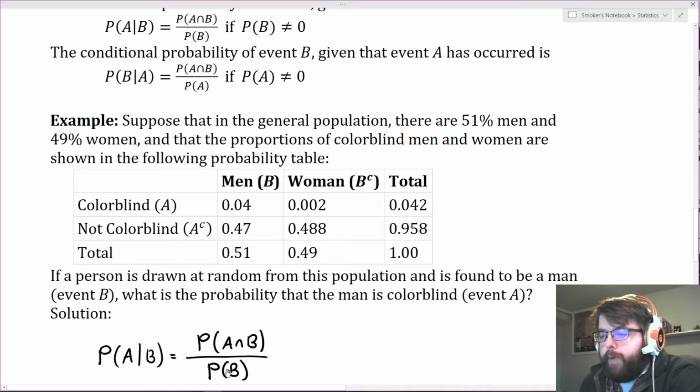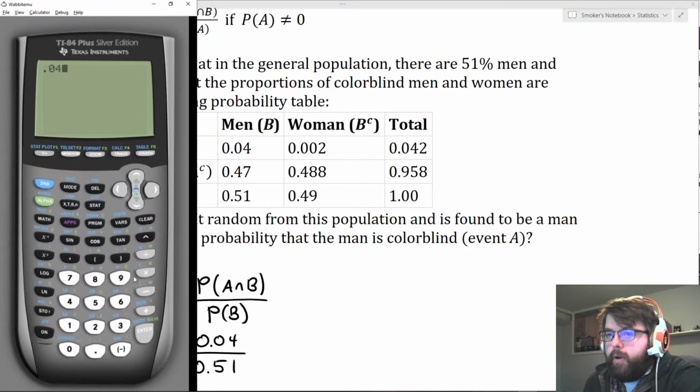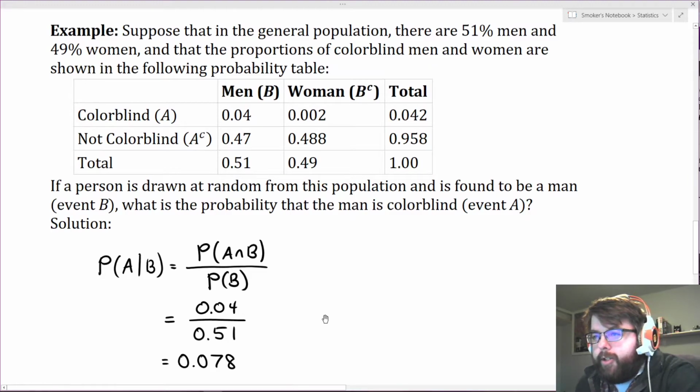This is just the formula for conditional probability, where A is colorblind, B is men. They gave us that in the problem, and we want the probability of colorblind given that it's already a man. So it's the intersection of those two, 0.04, over the probability of B, which is 51% of the population. Put that in your graphing calculator, 0.04 divided by 0.51. It's going to be a 7.8% chance.